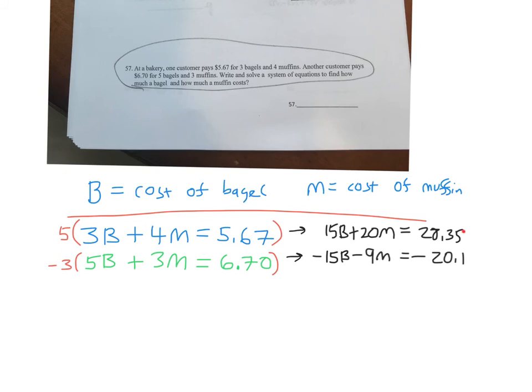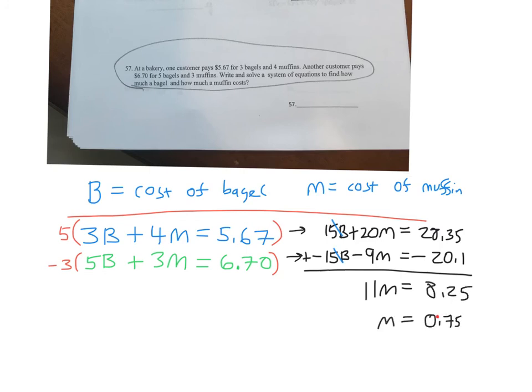So we've perfectly set it up so that these will cancel now. When I add the entire top equation to the entire bottom equation, the b terms cancel, and we could even denote the fact that we're adding them. That's clearly 0 here. 20m minus 9m is 11m. And when I subtract these, that's going to be 8.25. Dividing both sides by 11 gives me 75 cents.